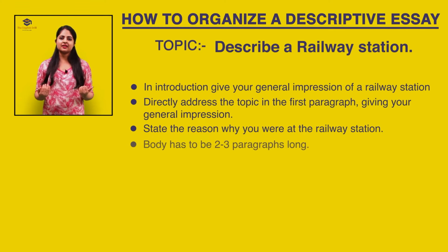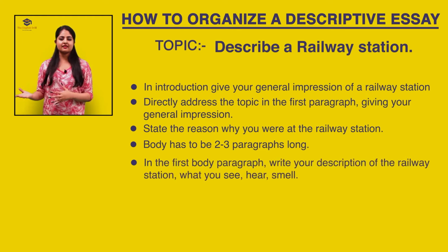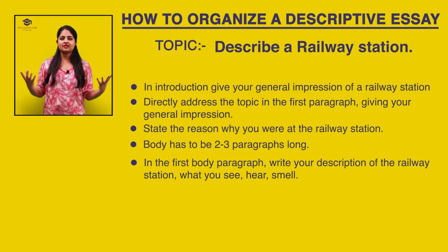The body has to be 2 to 3 paragraphs long. You can split it up into 2 to 3 paragraphs, minimum 2 paragraphs. So in the first body paragraph, you write about the description of the railway station.